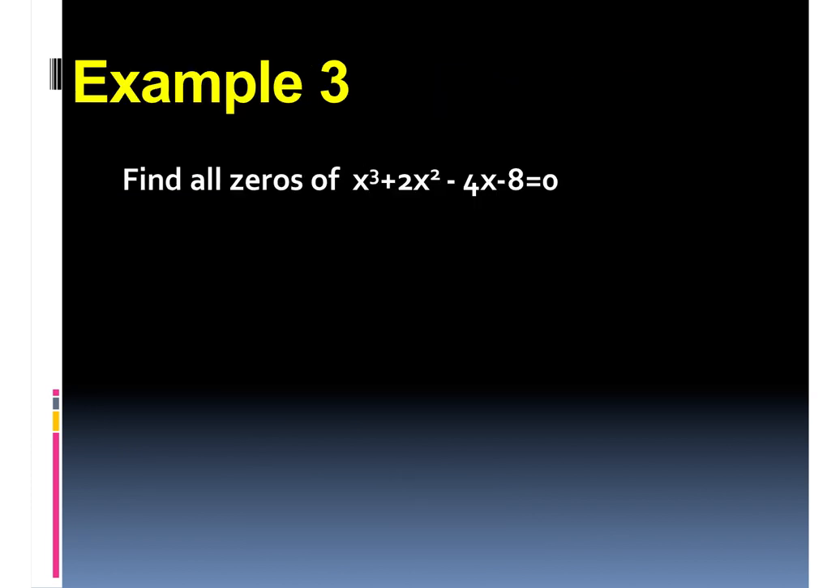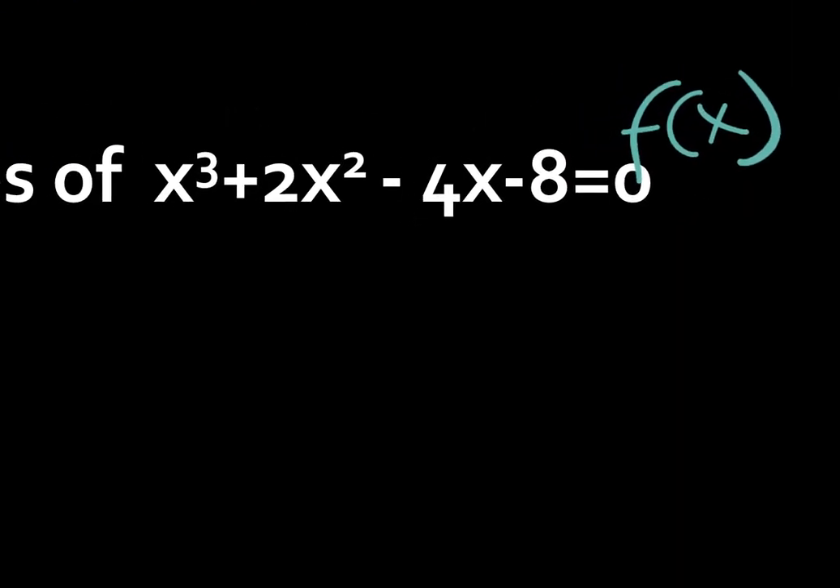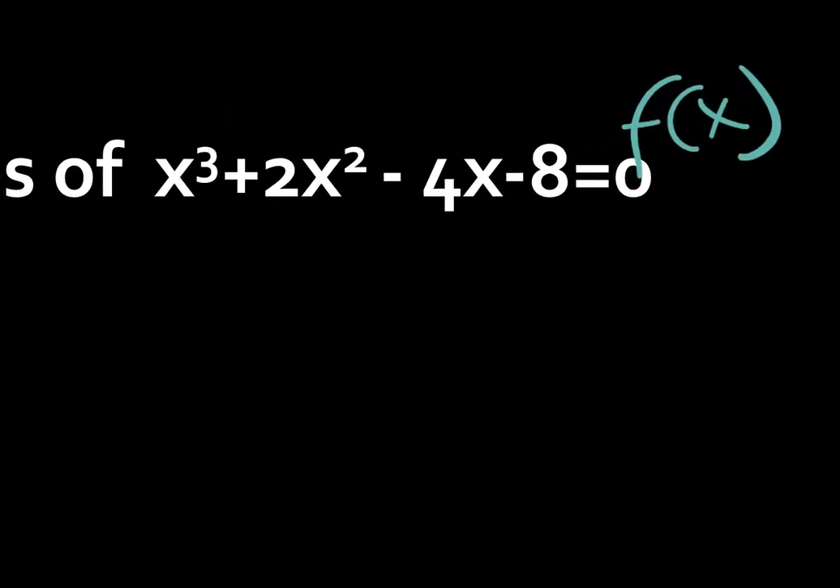All right, so example 3 says find all the zeros of x to the third plus 2x squared minus 4x minus 8. It's already equal to 0. It may have started as equals f of x. You have to know to put that 0, okay? But now I have this function. How do I factor when there's 4 terms? Group them. Good.